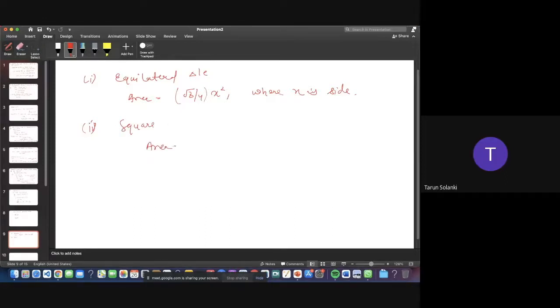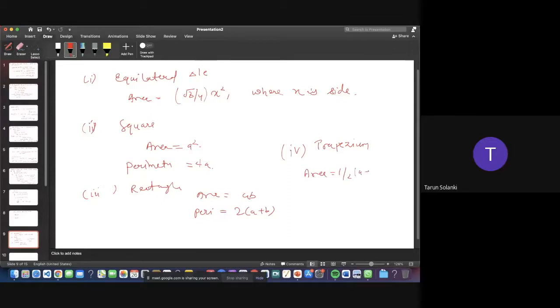So area is equal to a square, and perimeter is 4a. Third, rectangle: area is equal to ab, perimeter is equal to 2(a plus b). Next is trapezium. So area is equal to half of (A plus B) times H. Okay.